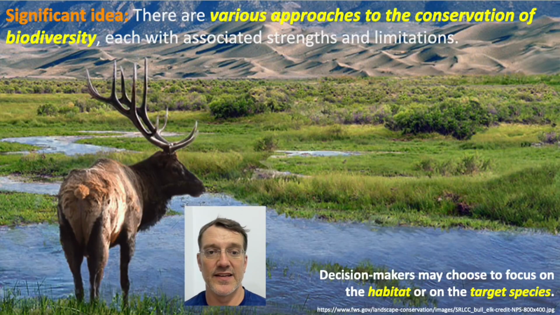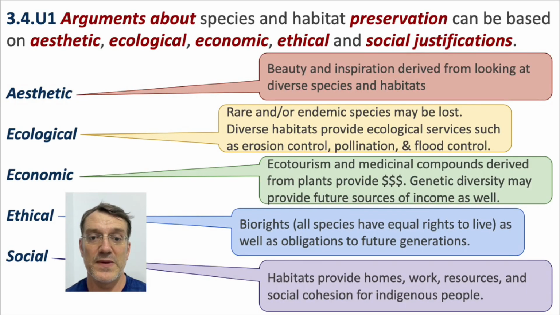The next big idea in ESS topic 3.4 is that there are differing approaches to the conservation of biodiversity. You can see those here on the slide. You're either going to target the habitat or focus on specific species. Arguments about species and habitat preservation can be based on aesthetic, ecological, economic, ethical, and social justifications.